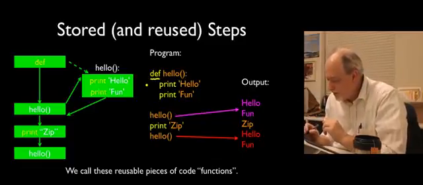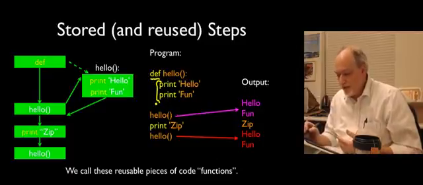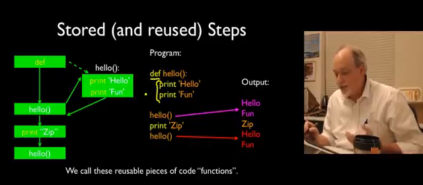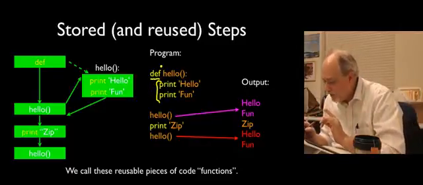So it has a colon at the end of it, so it has an indented block afterwards. And so the indented block becomes recorded. So instead of running the code, like if we just put print hello and print fun, it would run it. But instead it says, hey, don't run it right now. Name it hello. We give it a name.